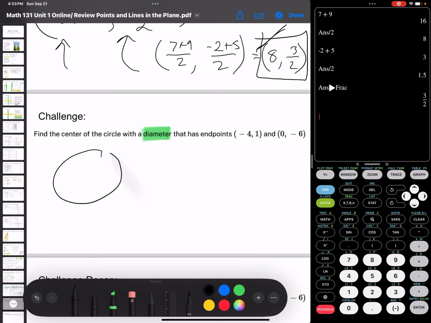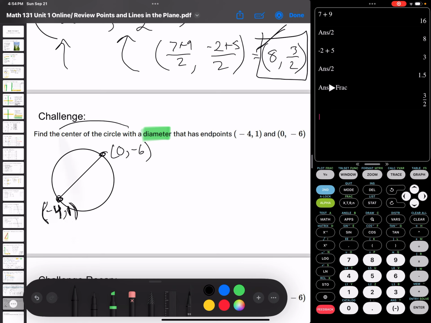So if I have a circle, even with my help from my iPad, that wasn't a very circle-y circle. There we go. So say here we have a circle. The diameter is the distance all the way across. So they're saying my diameter has these 2 endpoints here, and I'm just going to label them. I'm going to label this one 0, -6, and this one -4, 1. This isn't really an accurate graph on the Cartesian plane, but I'm just labeling them to help.